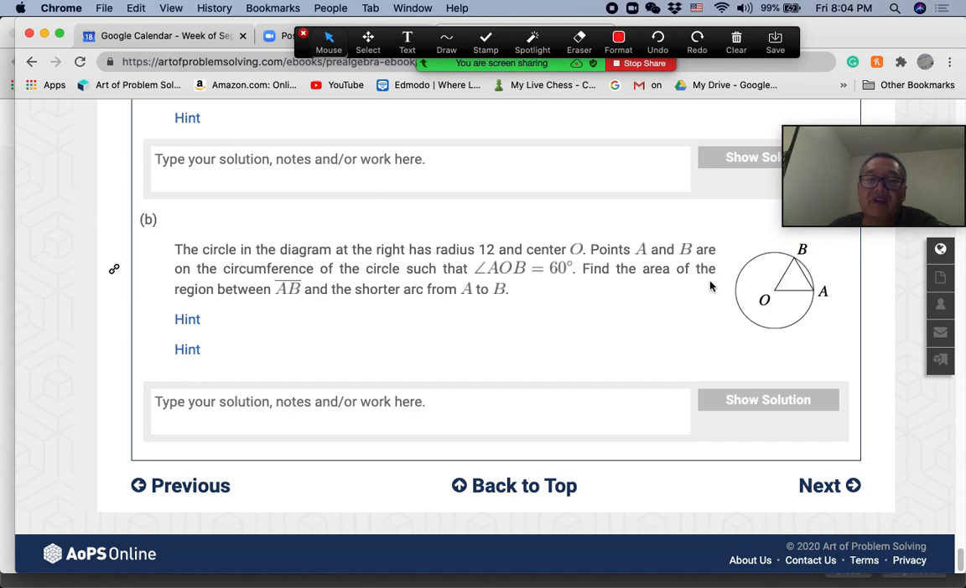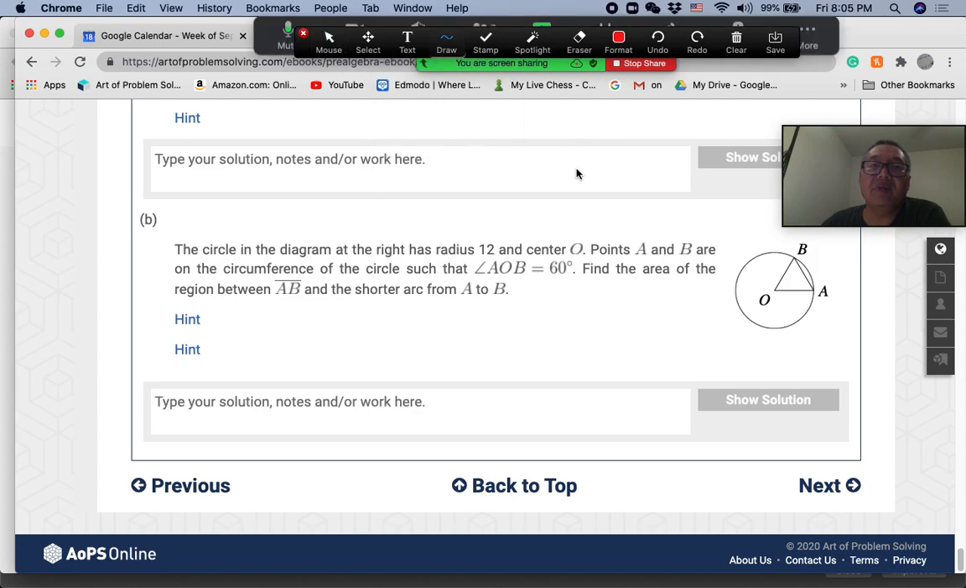Then they ask you to find the area of the region between the segment AB and the minor arc from A to B. So that means they ask you to find the area of this shaded part.